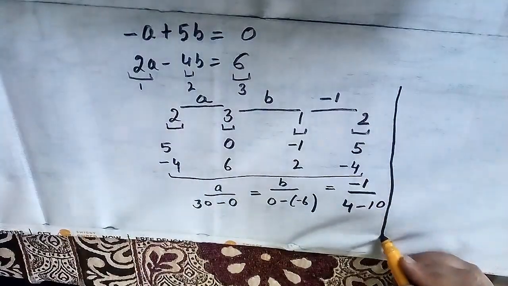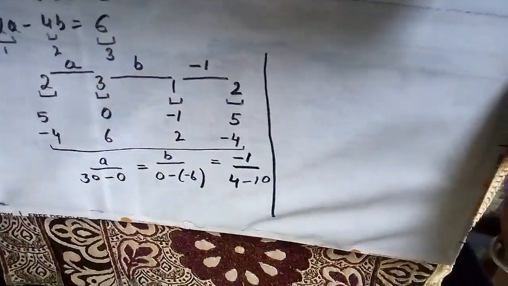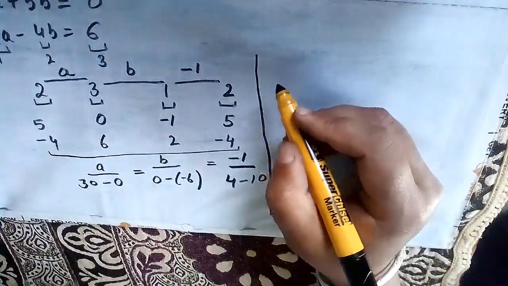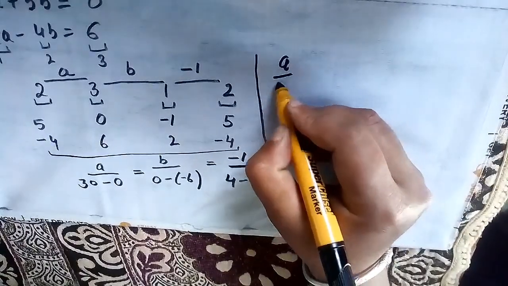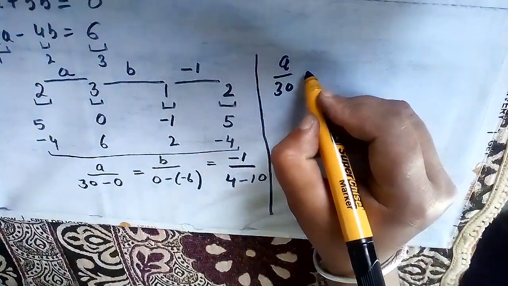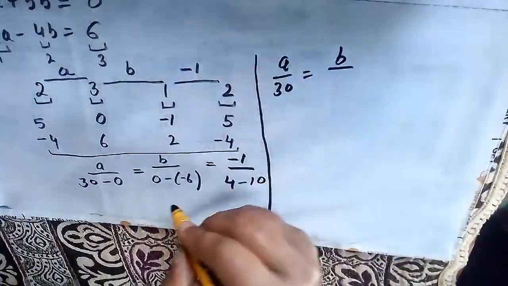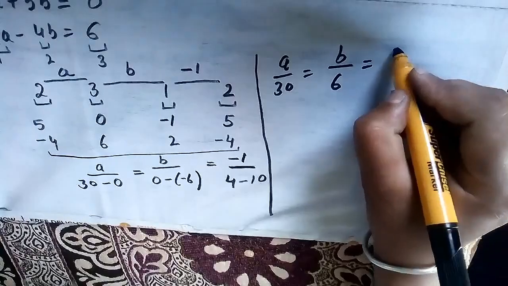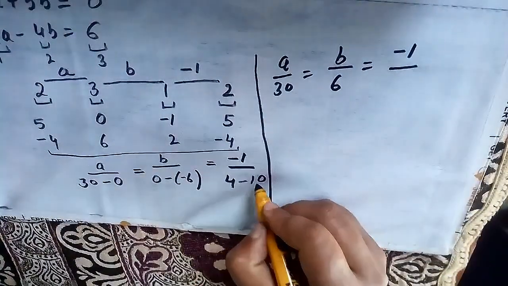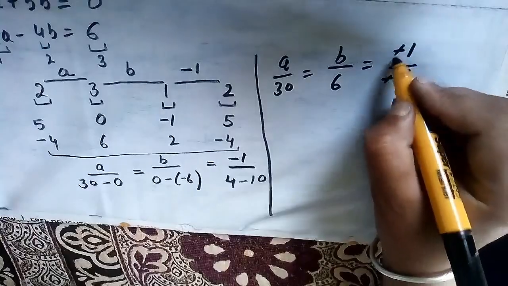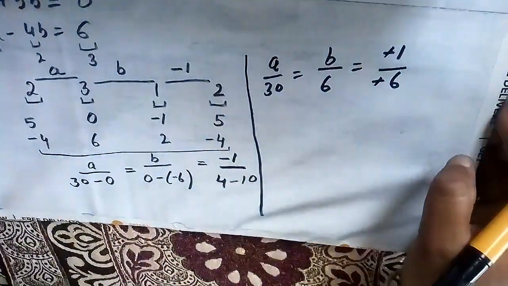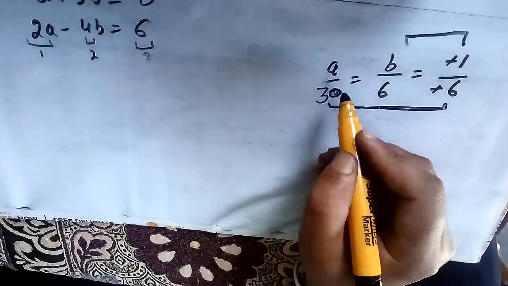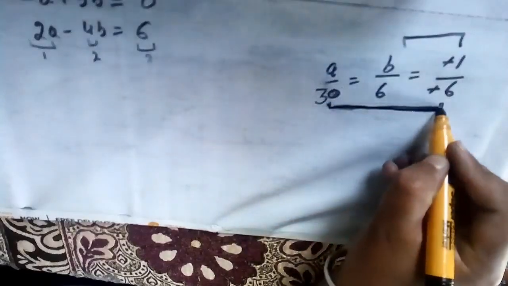Now to find out the value of a and b, first of all simplify them. There will be a upon 30 minus 0, 30, equals b upon minus of minus 6 will be positive 6, equals minus 1 upon 4 minus 10 will be minus 6. Minus minus will be cancelled, and now take first and third to find out the value of a.